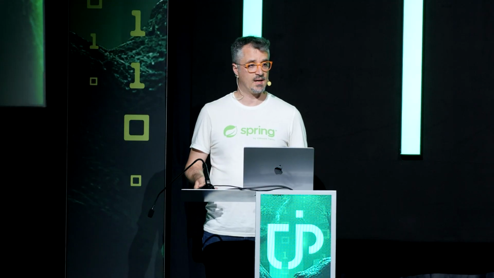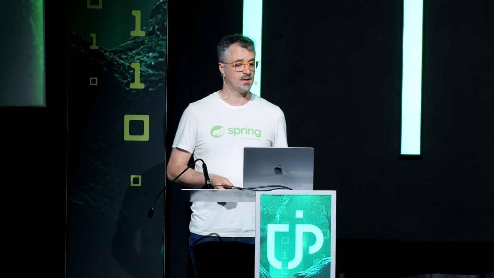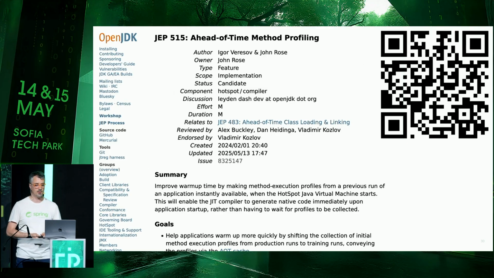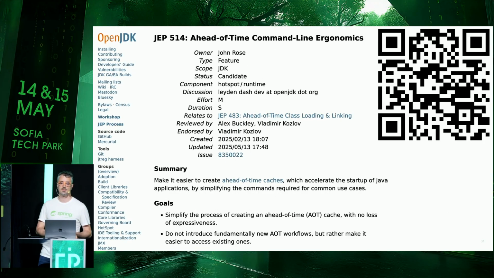But more is coming. Like I said, AOT cache in Java 24 is just the beginning of the story. So the upcoming features that are coming: there is JEP 515, ahead-of-time method profiling. This one may arrive in the short to medium term. It's a way to get the profiling data from your production. So here you will typically get those profiling data directly from your production deployments in order to warm up your JVM faster.